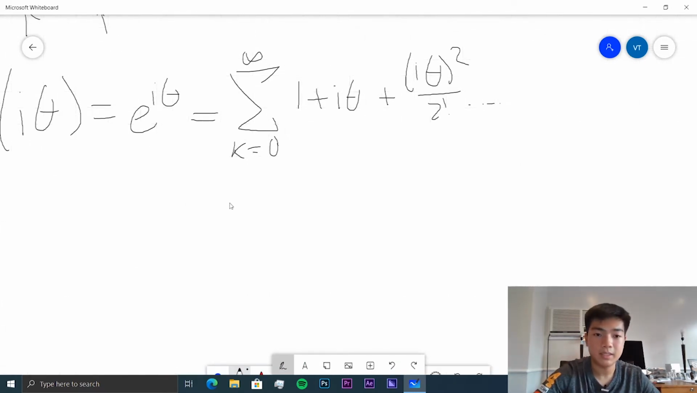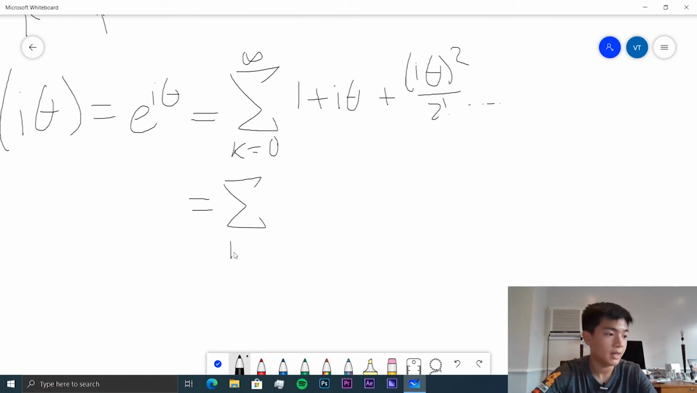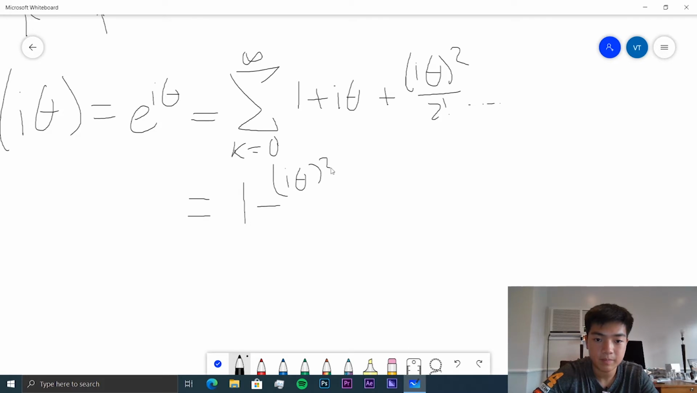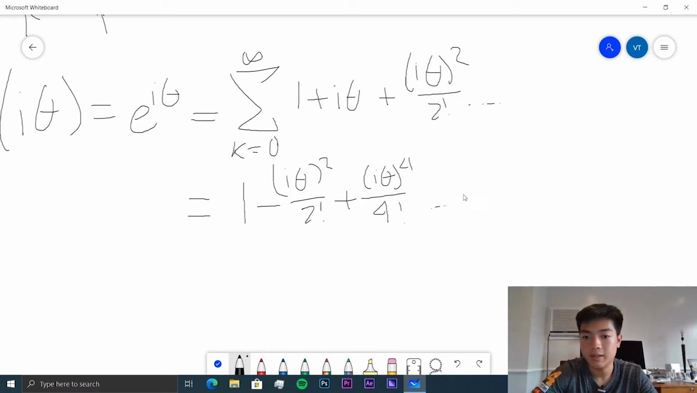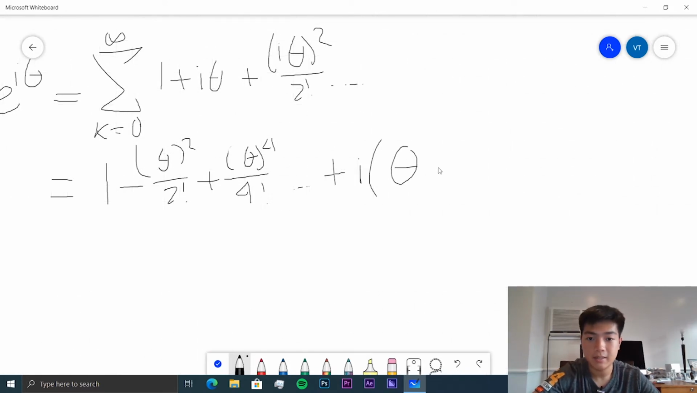And the thing is, we can group these terms. So this is equal to 1 minus theta squared over 2 factorial plus theta to the 4 over 4 factorial and so on, plus i times theta minus theta cubed over 3 factorial plus theta to the 5 over 5 factorial. This is minus here because i squared is equal to negative 1. So we can remove i from here.